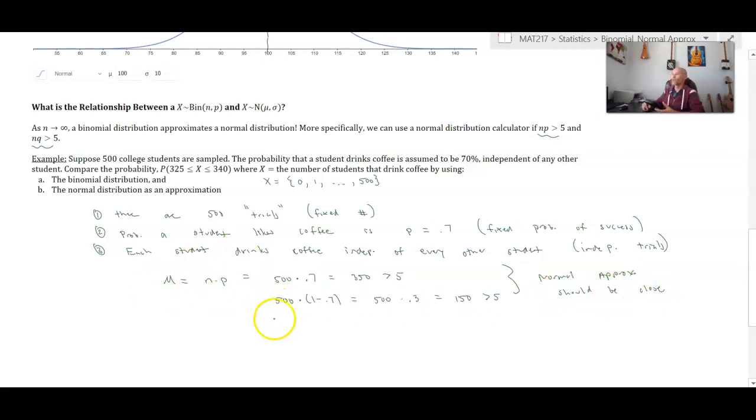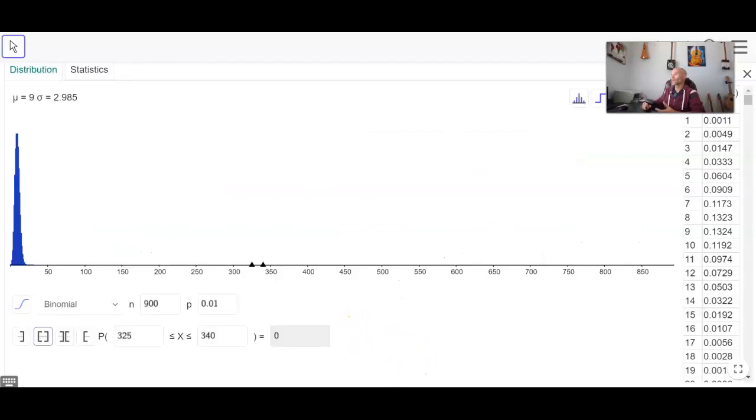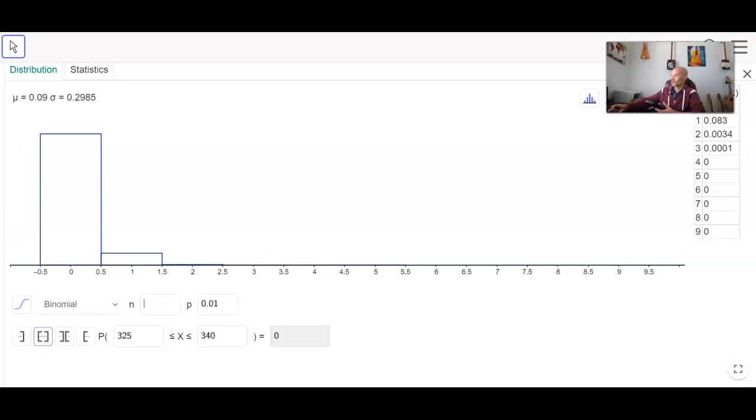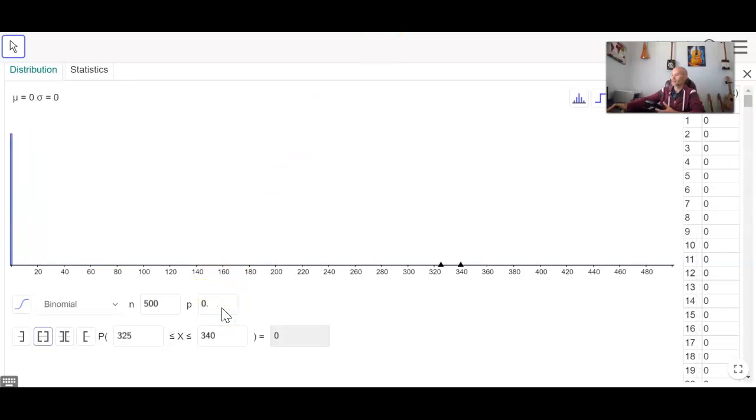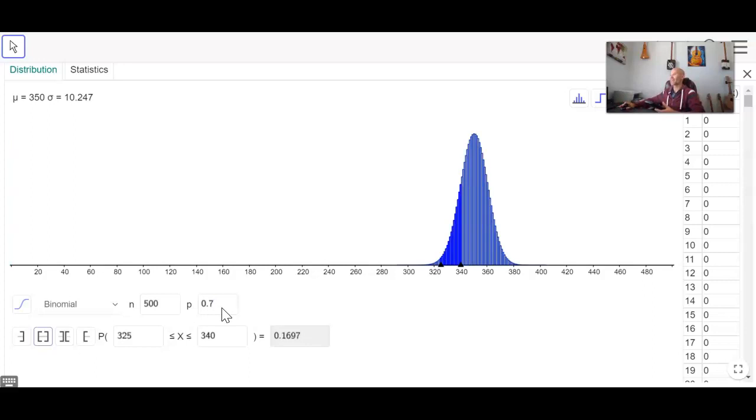Okay, so let's actually compute this. Under the binomial distribution, what is the probability that between 325 and 340 students drink coffee? Let's come over here and change this to 500 students. Probability of success of drinking coffee in this case. Again, remember, success is not necessarily a good thing. It's just a term describing what it is that we're studying.